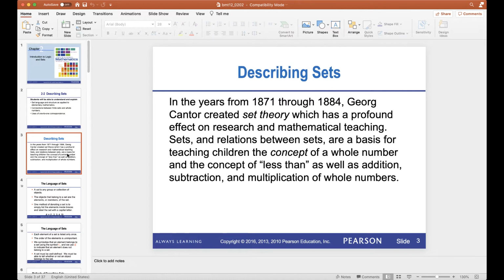Okay, so in the years from 1871 to 1884, George Cantor created set theory, which has a profound effect on research and mathematical teaching. Sets and relations between sets are a basis for teaching children the concept of a whole number and the concept of less than, as well as addition, subtraction, and multiplication of whole numbers.